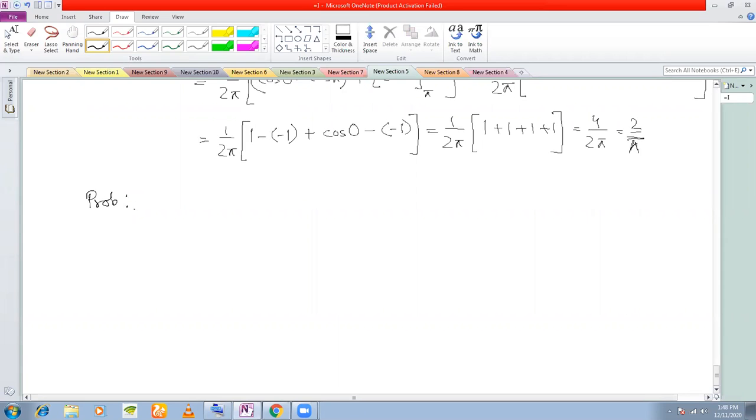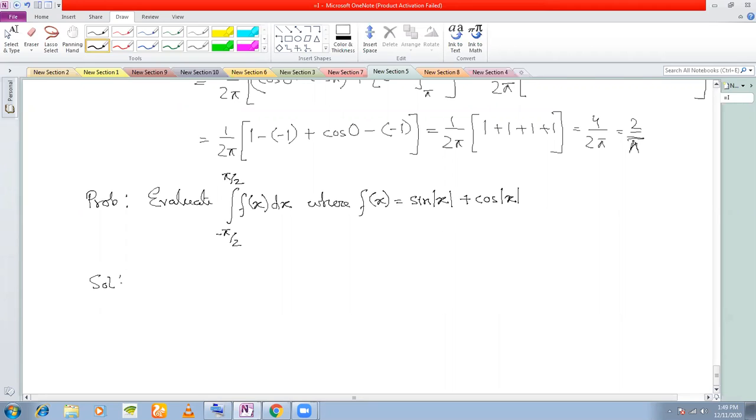The problem here is: evaluate the integral from minus pi by 2 to plus pi by 2 of f(x) dx, where f(x) is defined as sine of mod x plus cos of mod x. Okay, this is your problem.